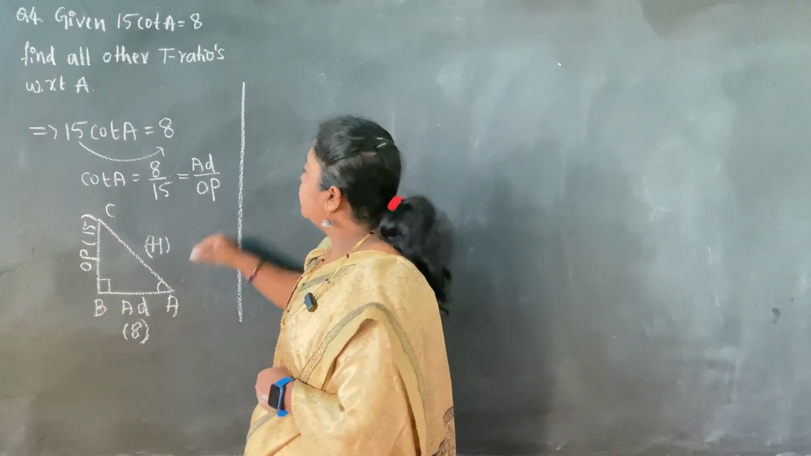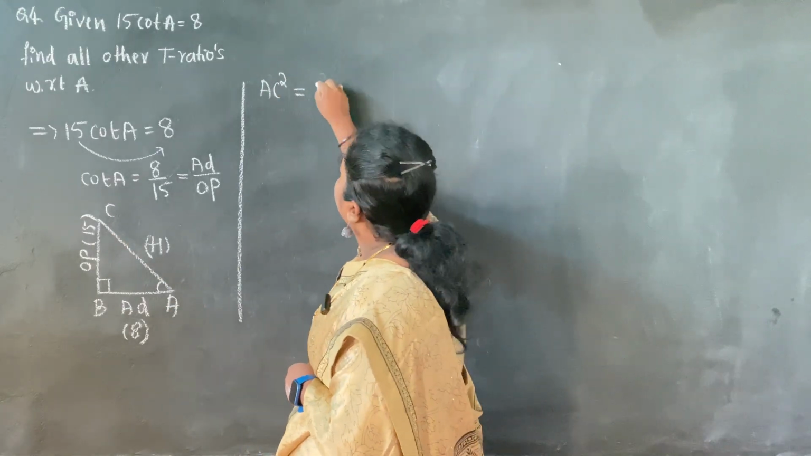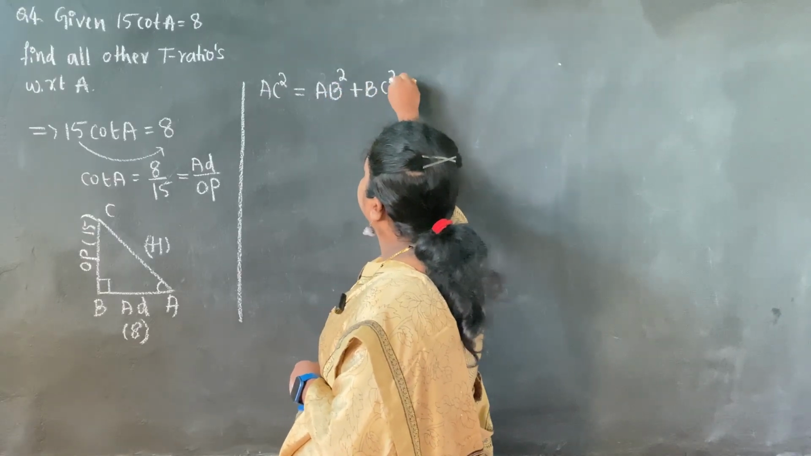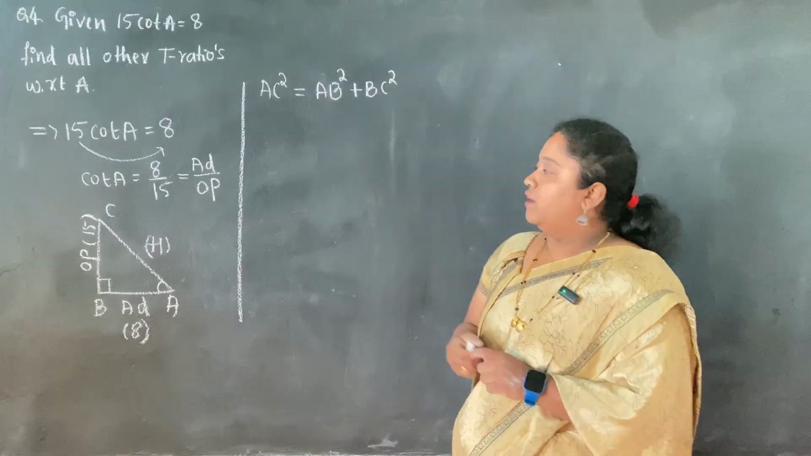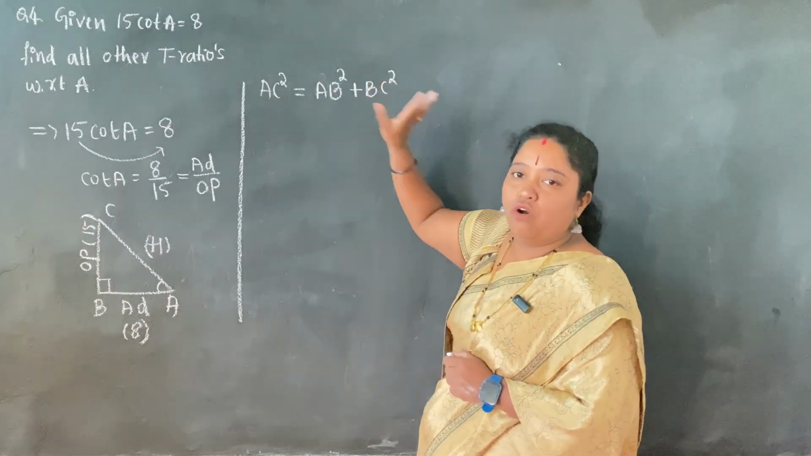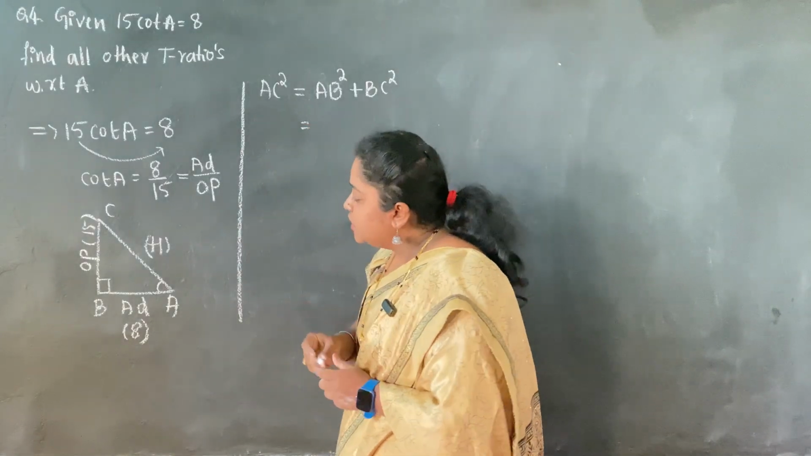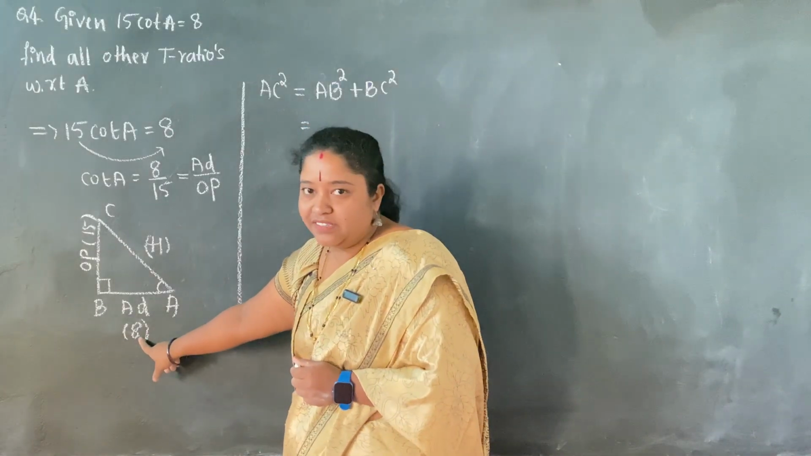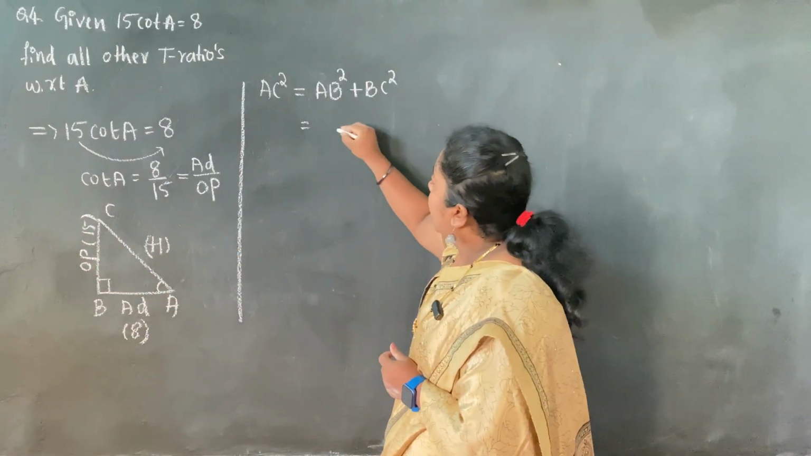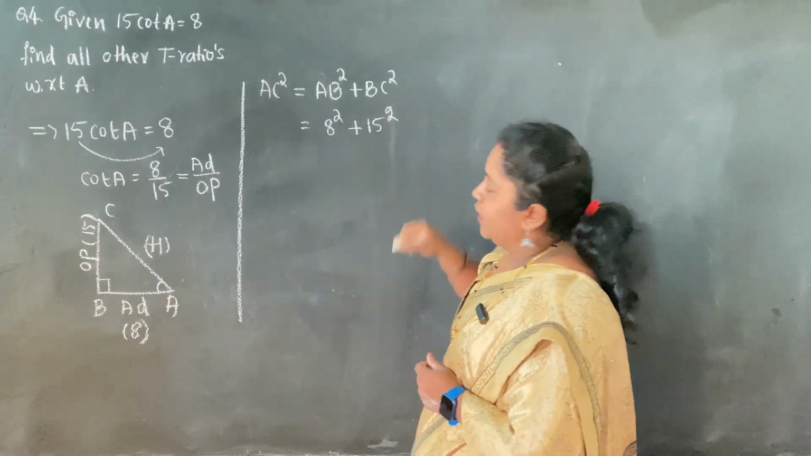Since hypotenuse is AC, I'll write AC square is equal to AB square plus BC square. In the right angled triangle, the hypotenuse square is equal to the sum of squares of the other two sides that we have. Now, how much is AB? AB is adjacent, that is 8 we have. Opposite is 15 we have. So, let me have here 8 square plus 15 square.